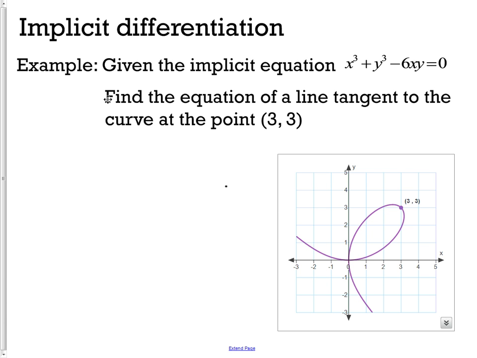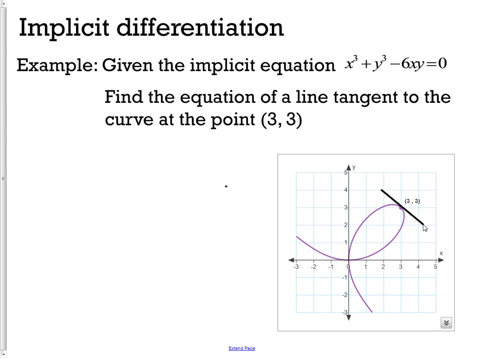So one last example right here, and let's put this to the test. We actually looked at this curve a little bit earlier. This was our folium of Descartes. And one of the points, at least on this particular function, is the point (3, 3). And let's say we're interested in finding the slope of the line tangent to the curve at that point here.